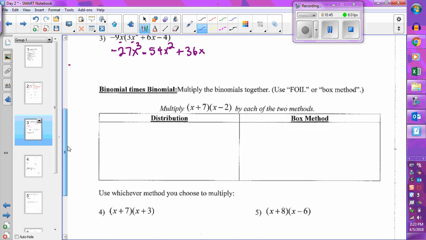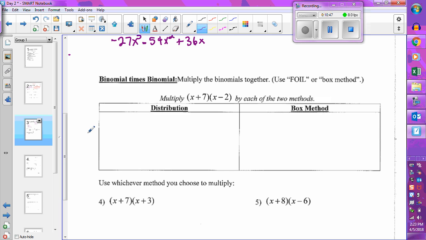So now we're going to work on a binomial times a binomial. So we're going to use the FOIL method or box method. Right here it says distribution. I'll touch on the FOIL method, but right now we're going to focus on the distribution method and the box method. I like those methods. I think they will work best for you. Now we're going to use this right here that they've given us.